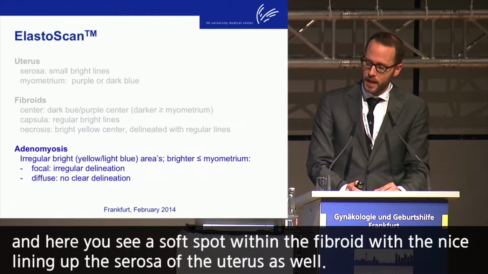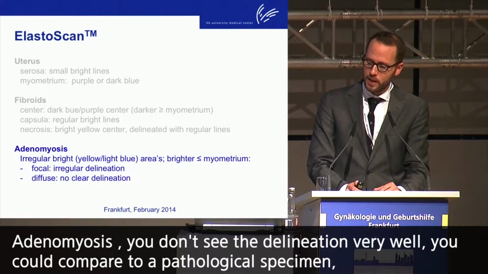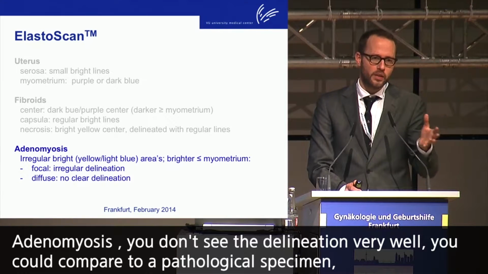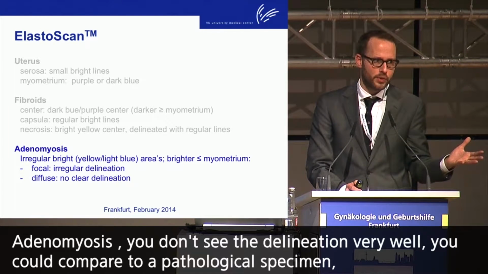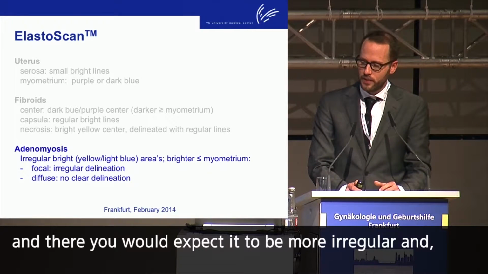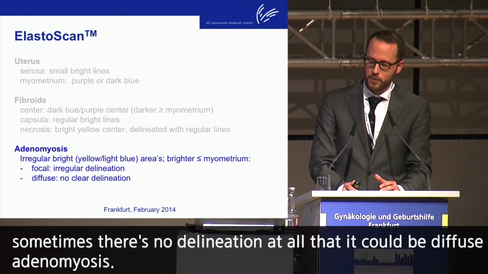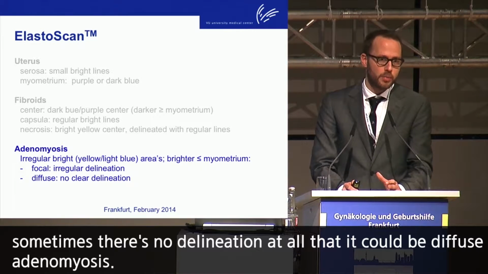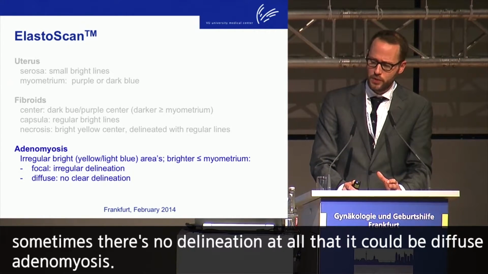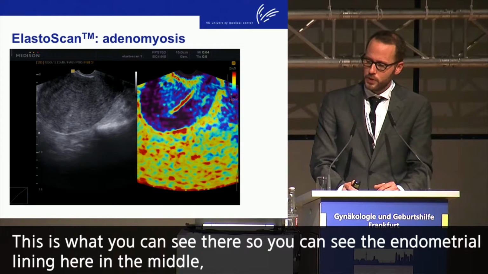Adenomyosis, you don't see the delineation very well. You could compare it to a pathological specimen, and there you would expect it to be more irregular, and sometimes there's no delineation at all, and then it could be diffuse adenomyosis. This is what you can see there.